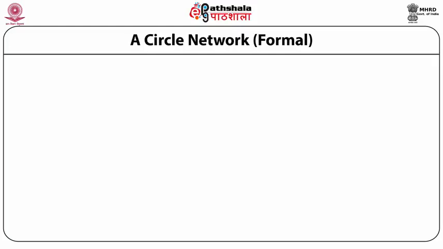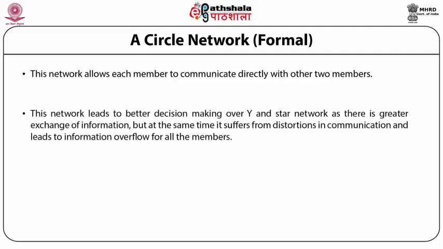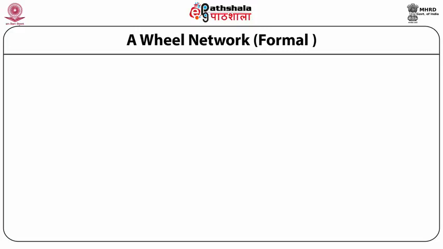A circle network. Again, this is also a formal network. This network allows each member to communicate directly with other two members. This network leads to better decision making over the Y network and star network as there is greater exchange of information. But at the same time, it suffers from distortions in communication and leads to information overflow for all the members.